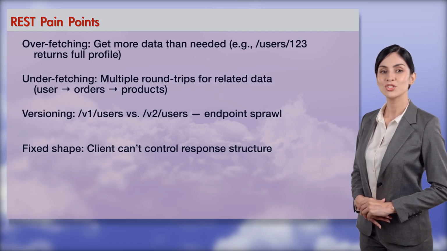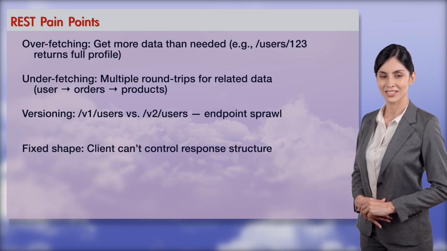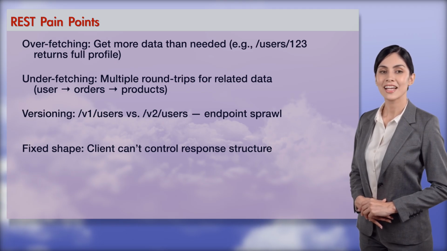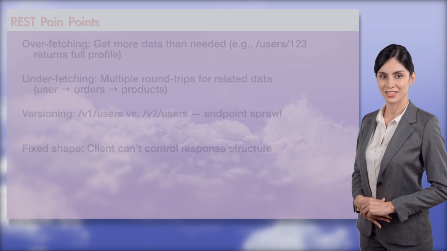Versioning usually means new endpoints like v1/users versus v2/users, leading to sprawl and client migration pain. The response shape is fixed by the server. Clients have no control over what fields are returned.